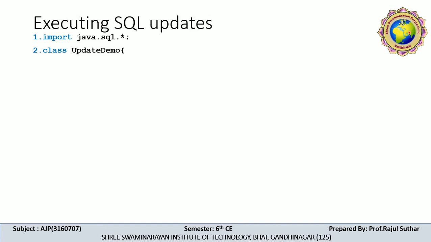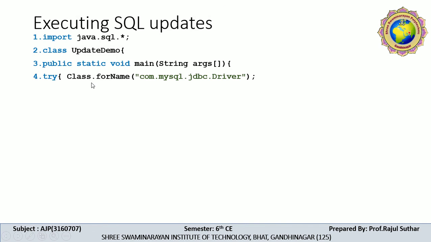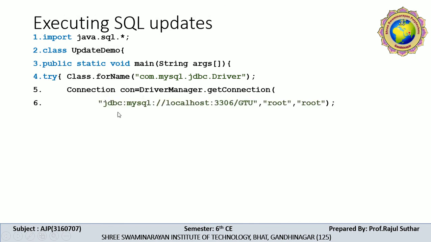In this example we require import java.sql.*, all the files. We require the name of a class, like UpdateDemo. You can use any class name instead of UpdateDemo. Public static void main String args, then try, Class.forName. Why do we require this? To load the driver. Here the driver is MySQL, com.mysql.jdbc.Driver. A Connection object is created, DriverManager.getConnection, jdbc:mysql://localhost/gtu, username is root and password is also root.